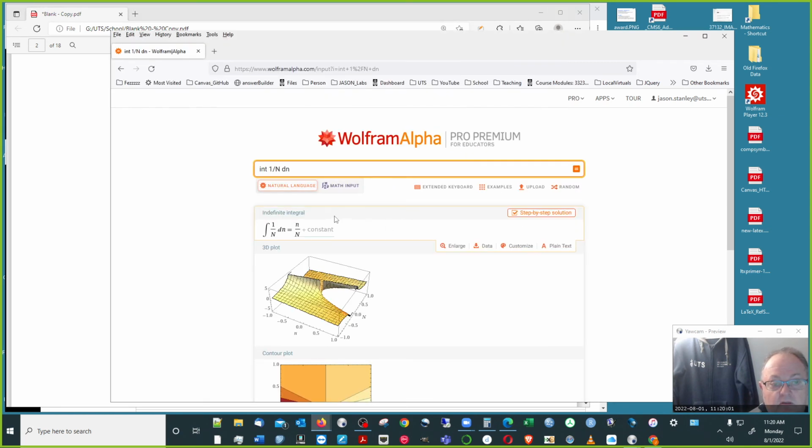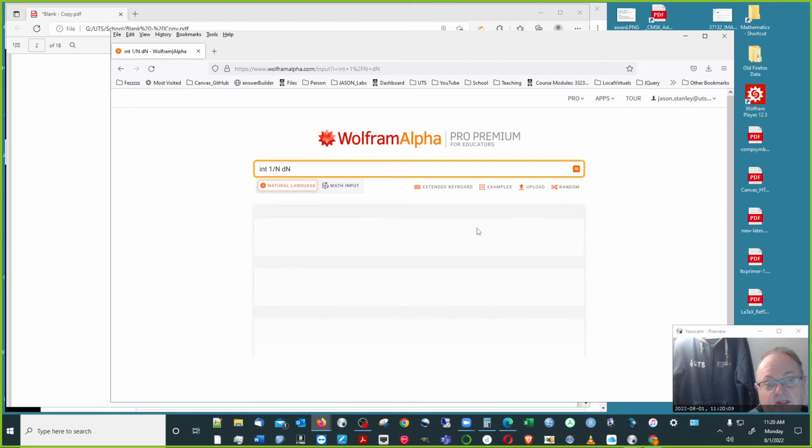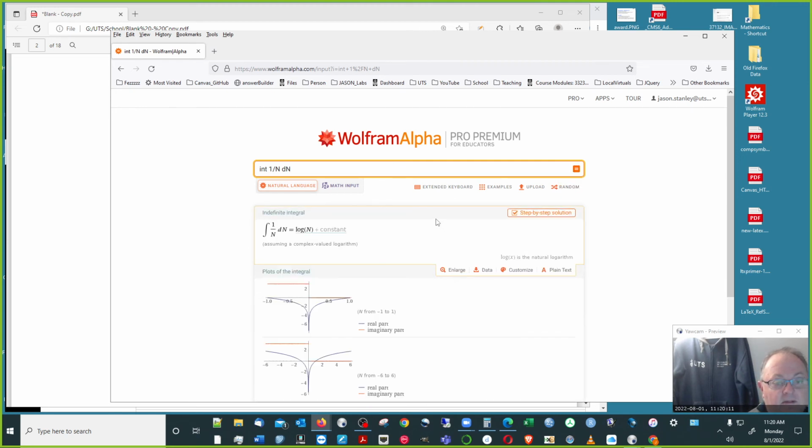dn... maybe it should be the same. That'd help, wouldn't it? I might change that one. Now, what have we got? So when we integrate 1 over n, we get the log of n. Now that'll be a natural logarithm, so it'll be the ln of n. So it's a way of checking Mathematica.